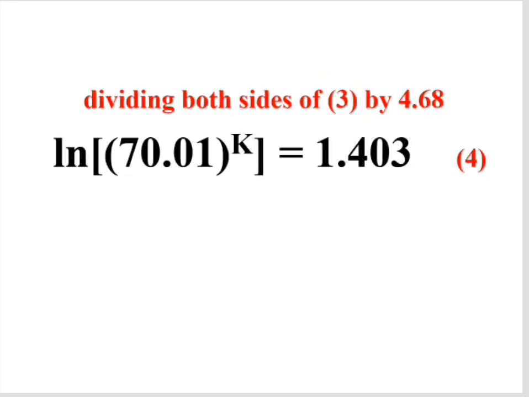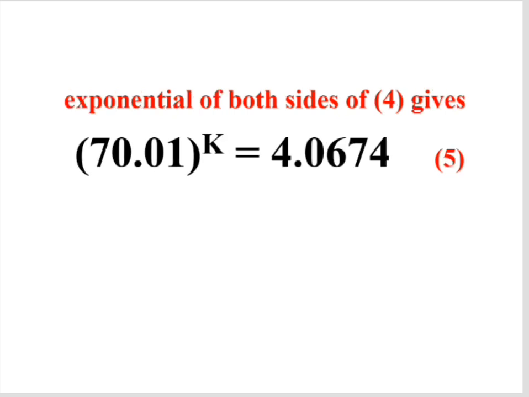And then, if we divide both sides by 4.68, remember that in equation 3, we have 4.68 on the left-hand side. And so if we divide both sides by 4.68, we're going to have the natural log of bracket 70.01 raised to power k to be equal to 1.403. And so, if we get the exponential of both sides, the exponential of what we have on the left-hand side of equation 4 cancels out with the natural log symbol, and on the other side, if we get the exponential of 1.403, we're going to have 4.0674.